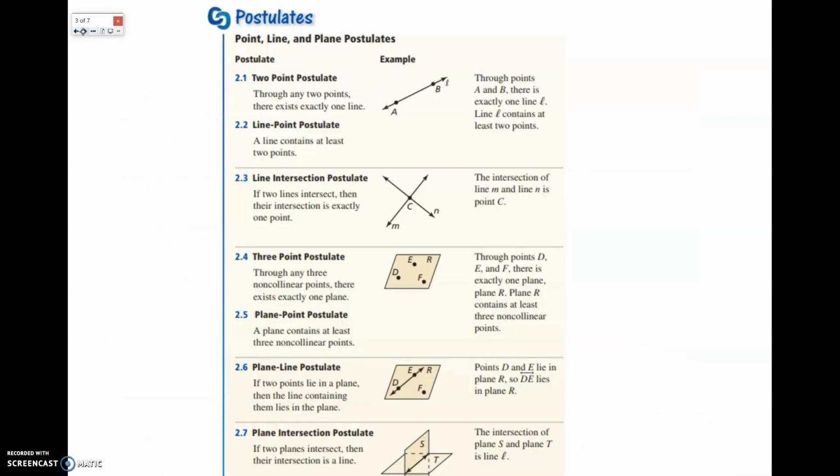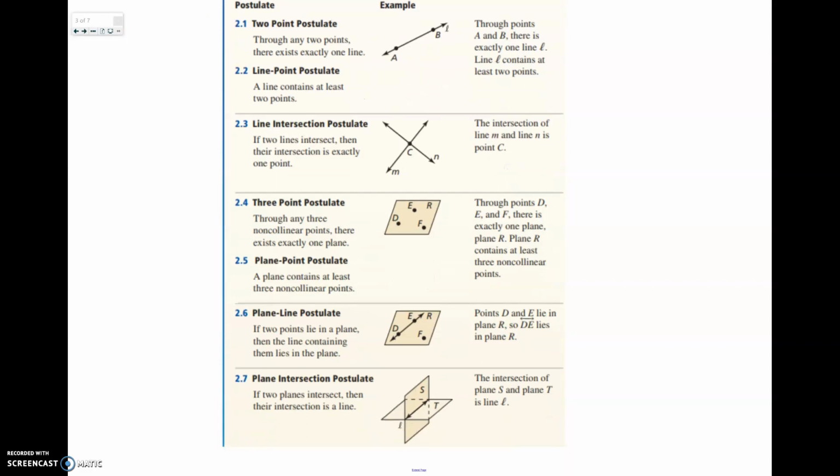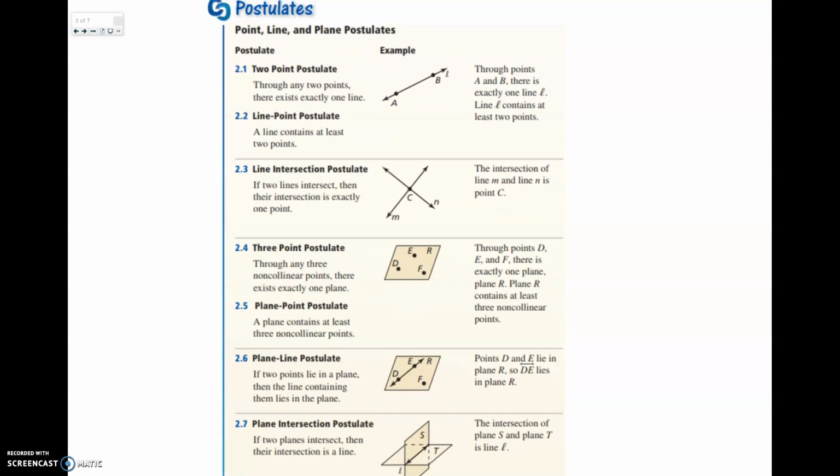All right, this next page, again, if I were you, I would stop the video and write these down in my notes. You do not necessarily need to know that 2.1 is the 2-point postulate. There may be a question on your homework that you need to use the 2.1 because you can go back and look at something, but you do not need to know the 2.1 part. What you do need to know is that through any 2 points, there is exactly one line. That's called the 2-point postulate.